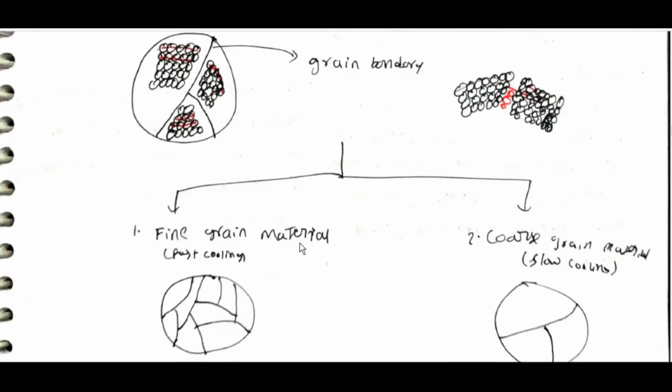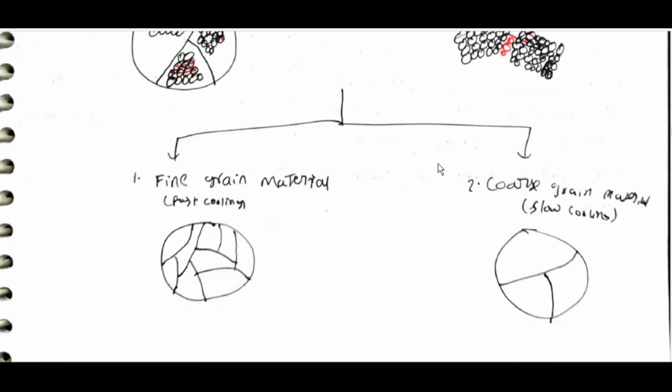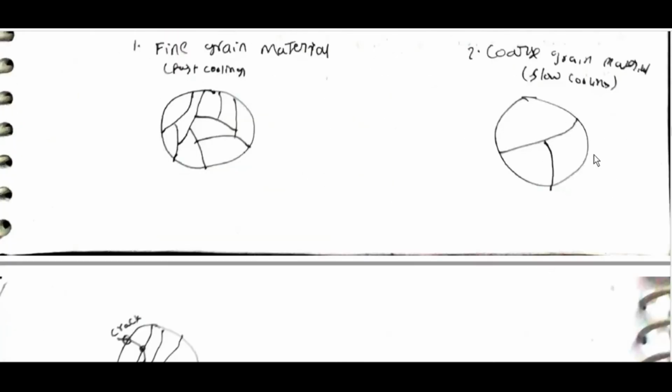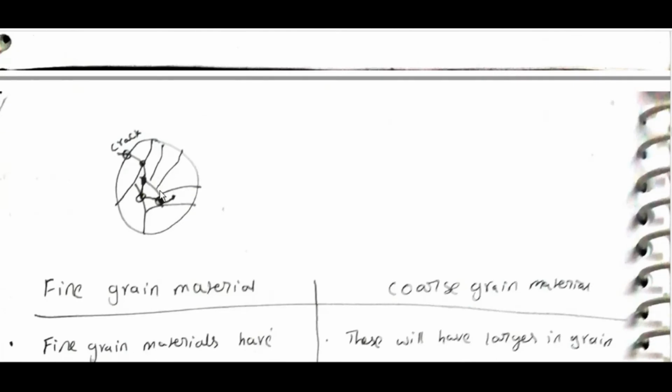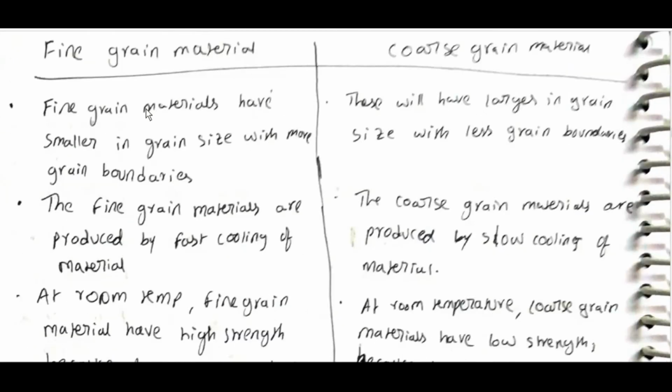Fine grain materials are formed by fast cooling, coarse grain materials are formed by slow cooling. Here, cracks can form only along these grain lines. Fine grain material, coarse grain material. Fine grain materials have smaller grain size with more grain boundaries. Coarse grain materials have larger grain size with fewer grain boundaries. The fine grain materials are produced by fast cooling of material. The coarse grain materials are produced by slow cooling of material.